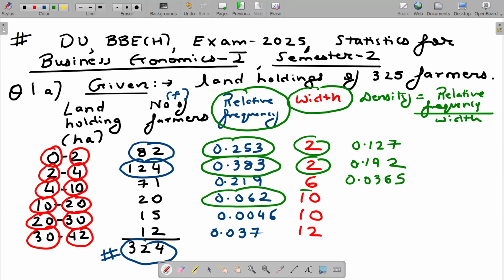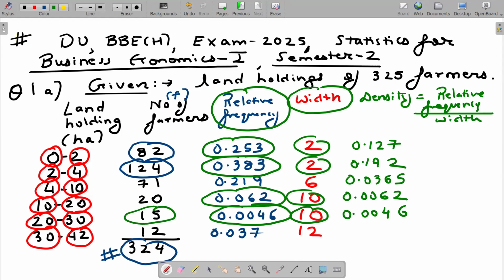Then 0.062 divided by 10 is 0.0062. 0.0046 divided by 10 is... Let me correct this, guys. 15 over 324 comes out as 0.046. Please make this correction. This is 0.046, and when I divide 0.046 by 10, I get 0.0046.